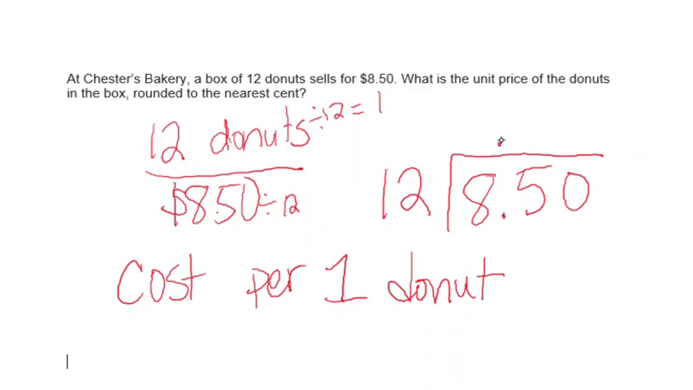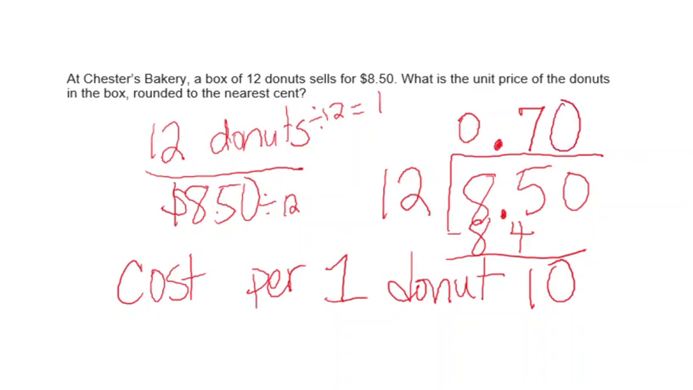I'm going to go ahead and bring my decimal straight up. Since I don't have a decimal out here, 12 does not go into 8. 12 goes into 85 7 times, because 12 times 7 is 84. Subtract, and I get 1, bring down the 0, and 12 does not go into 10.